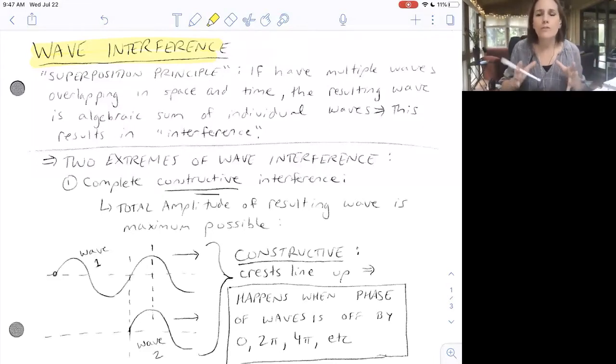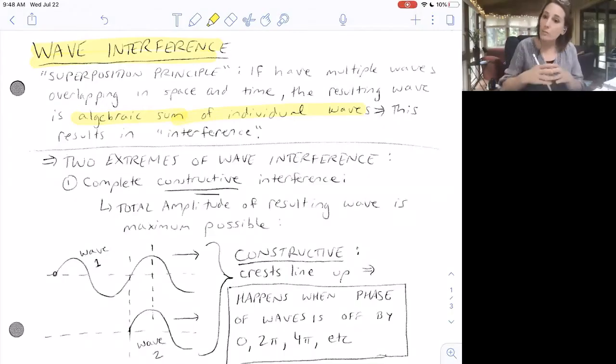So if you have two waves overlapping, the good news is that they do exactly what you'd expect. It's called the superposition principle, and if you have multiple waves, they just add up. It's an algebraic sum of the individual waves, and that phenomenon is what we call interference. We're going to look at two extremes of interference: when do things interfere in a way that makes something as large as possible, and when do things interfere in a way that makes it as small as possible?